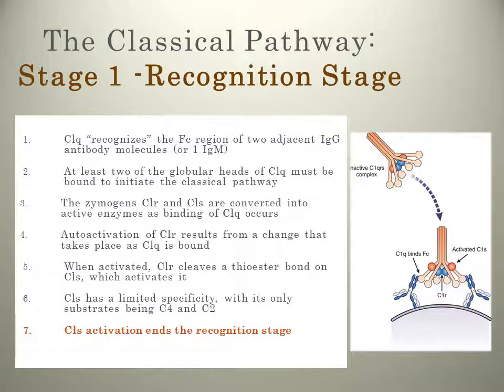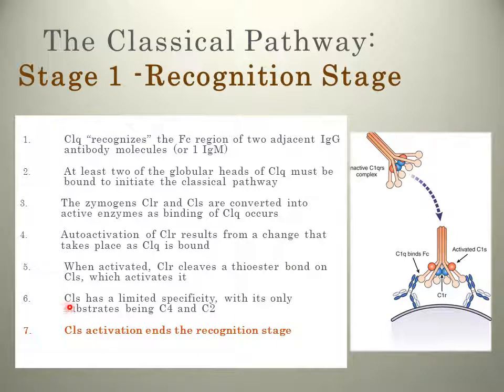Let's look at recognition again just a little bit more closely. What we have occurring is that the C1q recognizes the Fc portion of two adjacent IgG molecules, or this could have been one IgM. At least two of these globular heads of the C1q must be bound to start the pathway. When they bind, the zymogens, remember those are just simply molecules that go from inactive to active, are activated. The binding of C1q activates C1r and C1s.